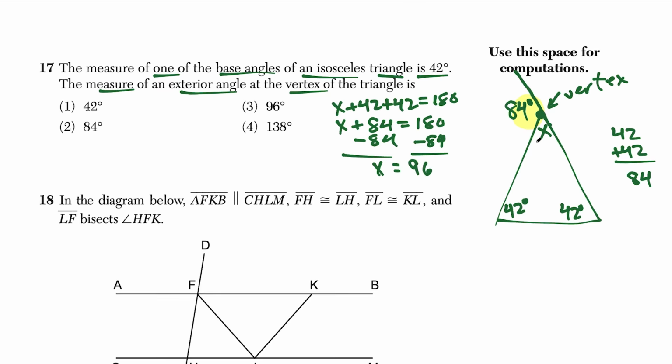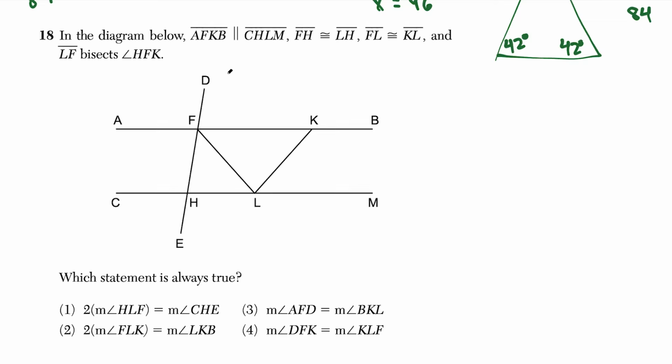So once I know that this is a 96 degree angle, I could then do 180 minus 96 because this forms a straight line. And if we do the subtraction here, so let's go ahead and do that. So we'll borrow, and we have 4, and then 17 minus 9 is in fact 8. So 84, choice 2.